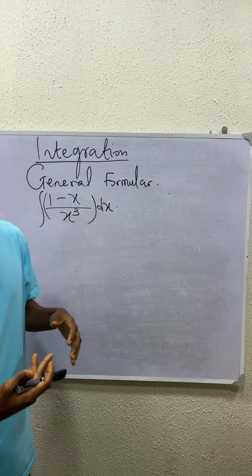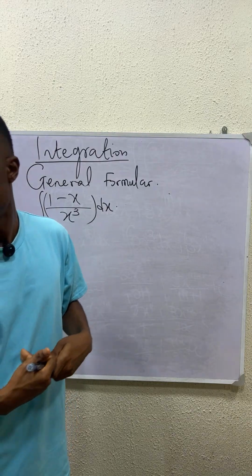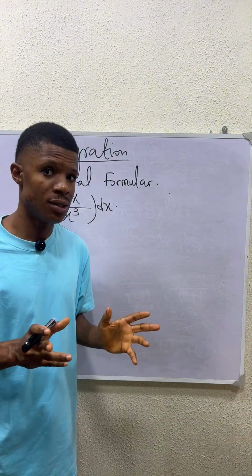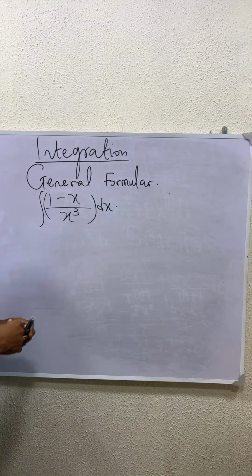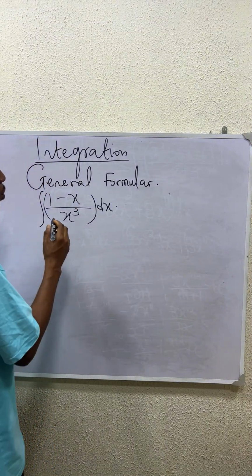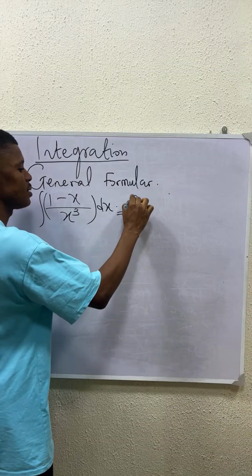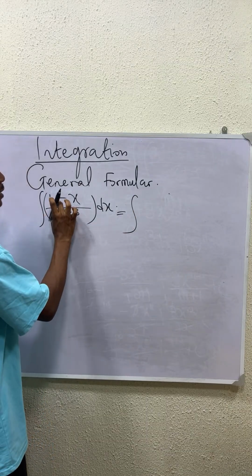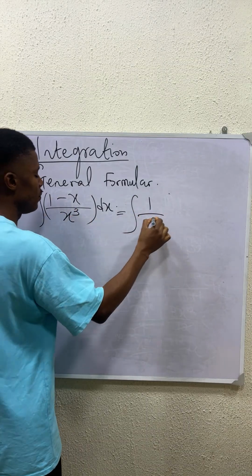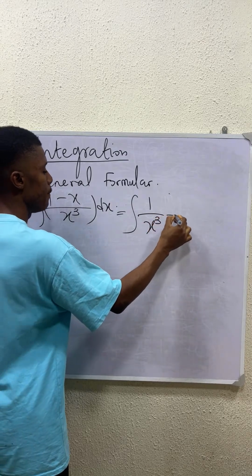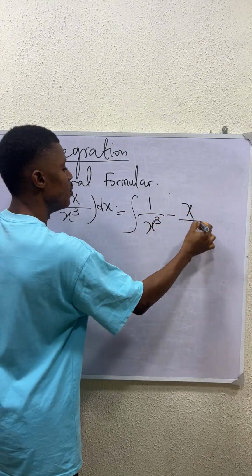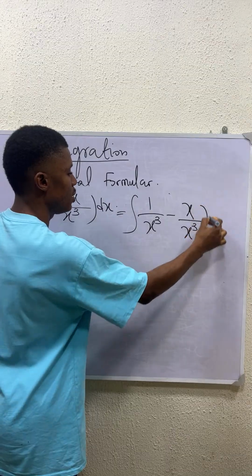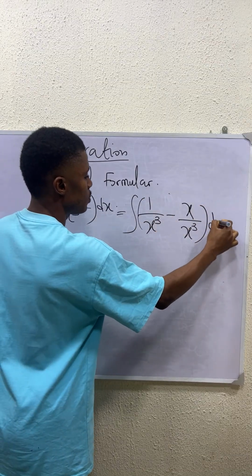So we are going to use the knowledge of fractions to simplify it first. After simplifying it, then we'll apply integration. What do I mean? This can now be seen as the integral of, let's split the fraction, 1 over x power 3 minus x over x power 3, then with respect to x.